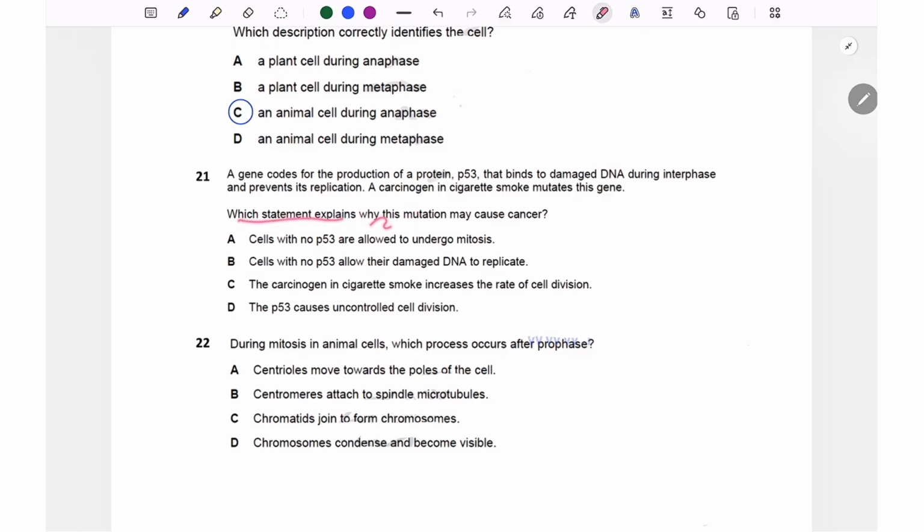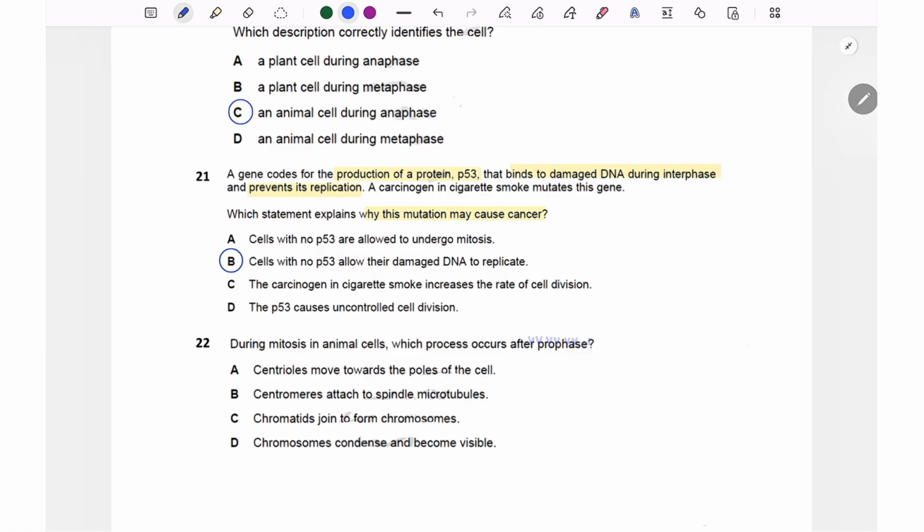Which statement explains why this mutation may cause cancer? Cells with no P53 are allowed to undergo mitosis. This does happen, but this is not really what they're asking. So B is cells with no P53 allow their damaged DNA to replicate. That's the problem here. So this is going to be our answer.